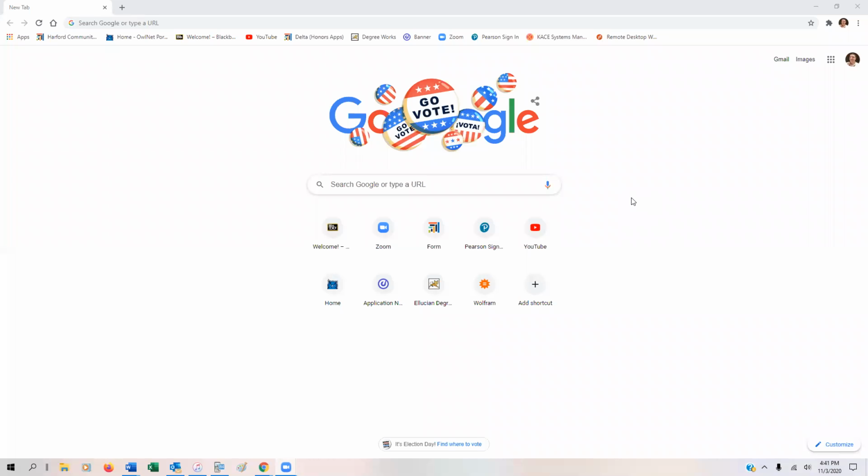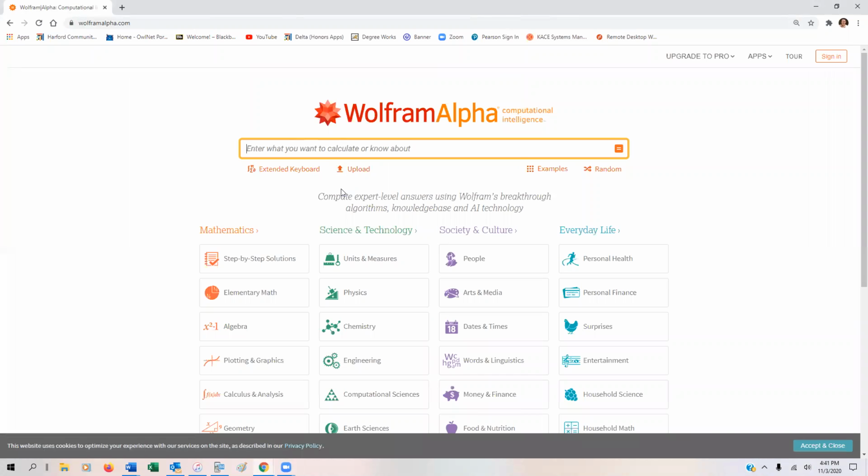In this video, I'm going to show you how to use Wolfram Alpha to plot the unit step function, the Heaviside function, and variants of that. So we're going to go to Wolfram Alpha. You can just Google Wolfram Alpha if you want to.